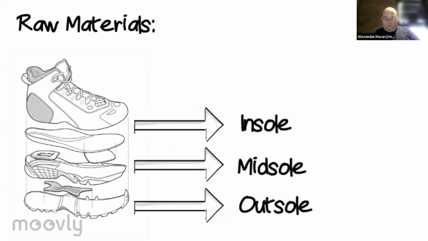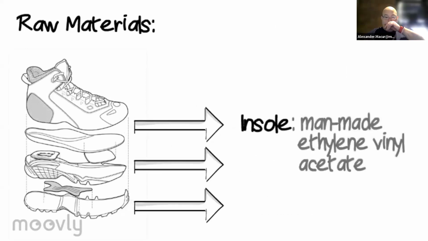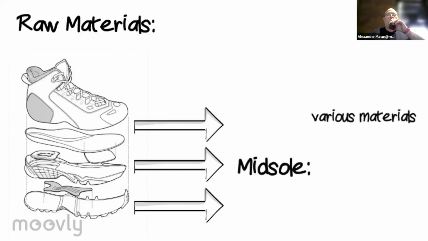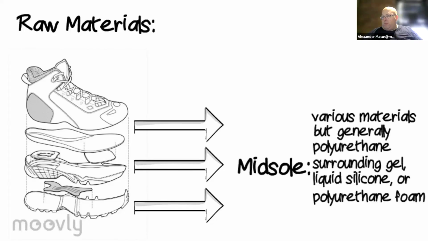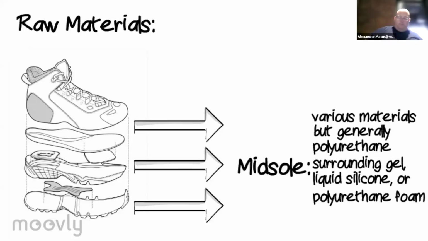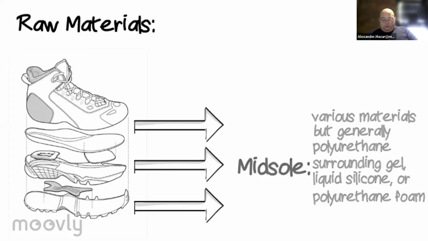So once you have the design set, it's time to get the pieces to put the shoe together. Running shoes are made from a combination of materials. The sole has 3 layers: insole, midsole, and outsole. The insole is a thin layer of man-made ethylene vinyl acetate. The components of the midsole, which provides the bulk of the cushioning, will vary among manufacturers. Generally, it consists of polyurethane surrounding another material such as a gel or liquid silicone, or polyurethane foam given a special brand name by the manufacturer.